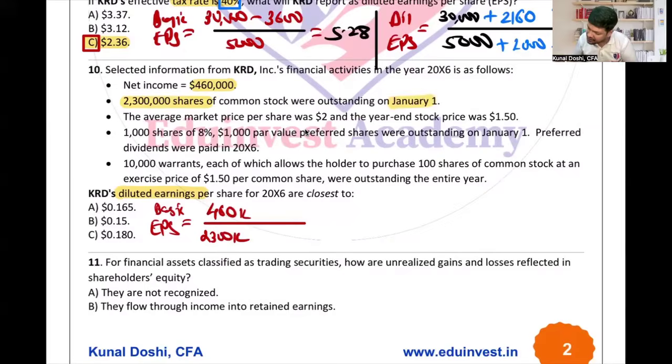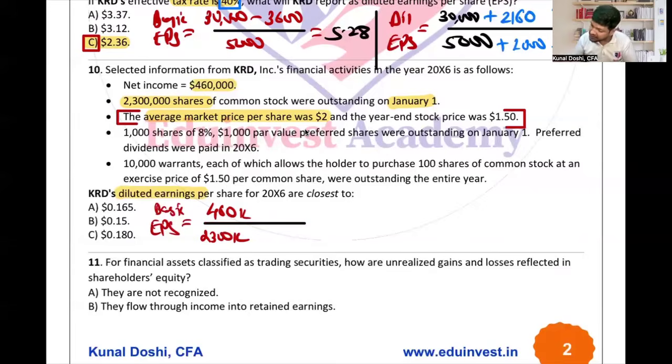Average market price, this is for the stock option. So we will see whether it is exercisable or not. Average market price was 2, and there is a year-end price. Do we take the year-end price? No, we only take the average market price and compare it with the exercise price, which they have given later. Don't fall into the trap of taking the closing price. You need the average market price to be compared with the exercise price. Got it? Understood this issue?